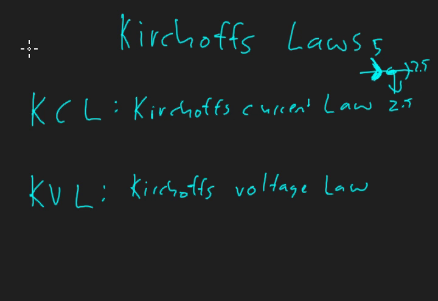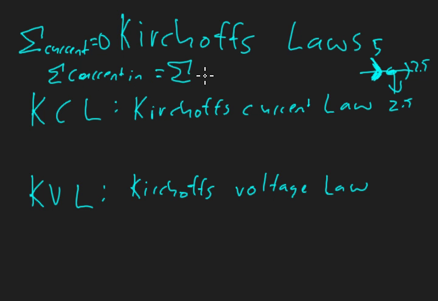But practically, the fancy way to say this is the net sum of current entering a node or leaving a node is zero. Alternatively, you could say net current in equals net current out. And yeah, there's always going to be a net change of zero, or just the amount in equals the amount out, is basically what it says.